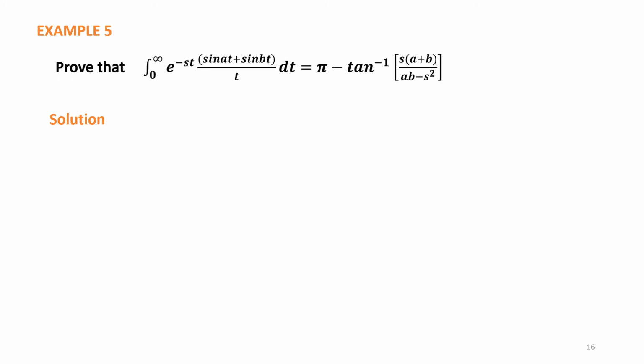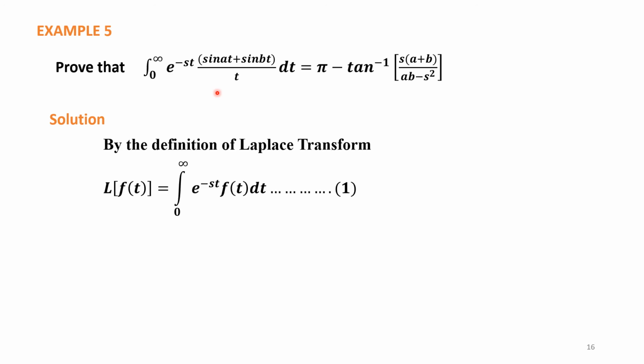Next problem. You have to prove this result: the integral from 0 to infinity of e raised to minus st times (sine at plus sine bt) upon t. Again, we are not given the Laplace transform of any function. We are given an integral, which means that the right hand side of the definition is given. So we have to compare it with the Laplace transform, writing this integral as L of (sine at plus sine bt) upon t with s is equal to s itself.